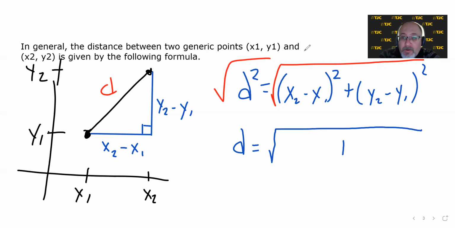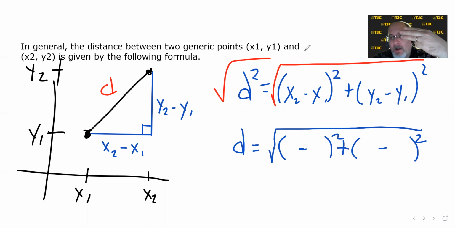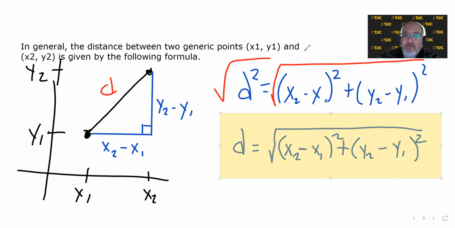The square root of the sum of the squares of the differences. Before I write the x's, I want you to focus on the words I just said. The distance is the square root of the sum of the squares of the differences. Square root of the sum of the squares of the differences of the x coordinates and of the y coordinates. And this is your distance formula. D equals the square root of the square of x2 minus x1 plus the square of y2 minus y1. That is your distance formula.